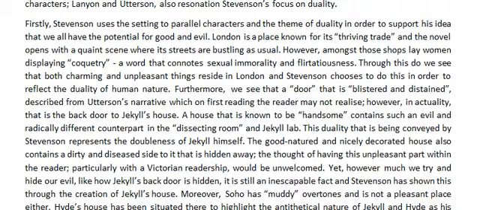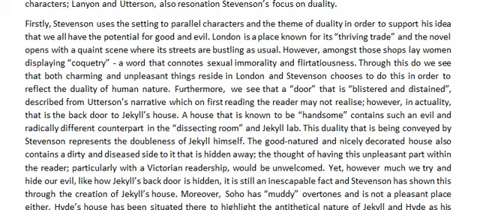Firstly, Stevenson uses the setting to parallel characters and the theme of duality in order to support his idea that we all have the potential for good and evil. So there's a nice topic sentence. The first sentence of each paragraph should explain what the rest of the paragraph is about. What I love about this paragraph is it's writing about Stevenson. So many people write about the texts as if the characters are real, but we have to remember that the characters are just a construct of the author, of the writer, who is using those characters and setting and everything else to present their themes.